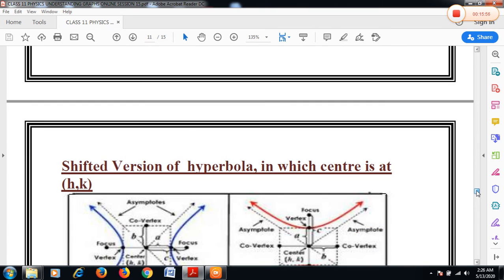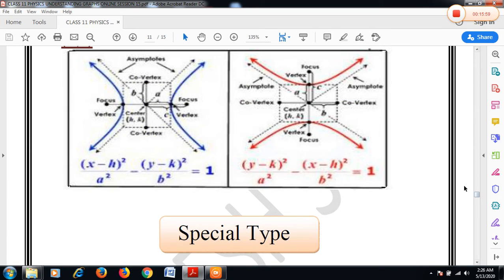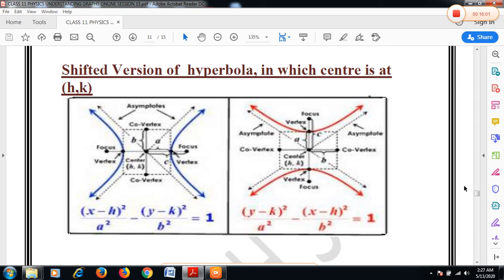So let us move forward to the shifted version of the hyperbola. Here the center is shifted from (0, 0) to (h, k), and as we already know, these two dotted straight lines are known as asymptotes, as we have already seen in this figure, and these two are foci, and these points are known as vertices.